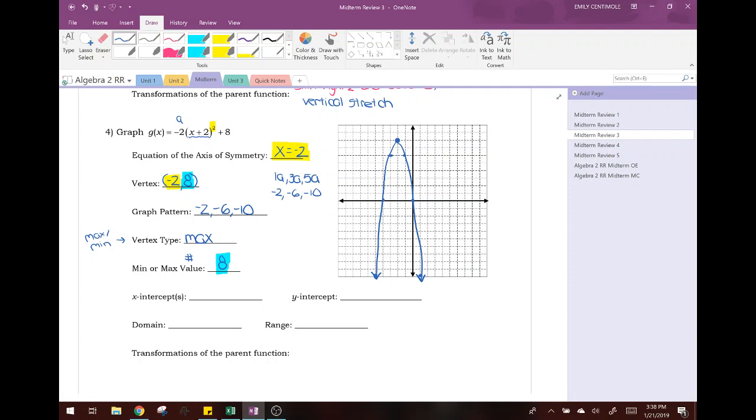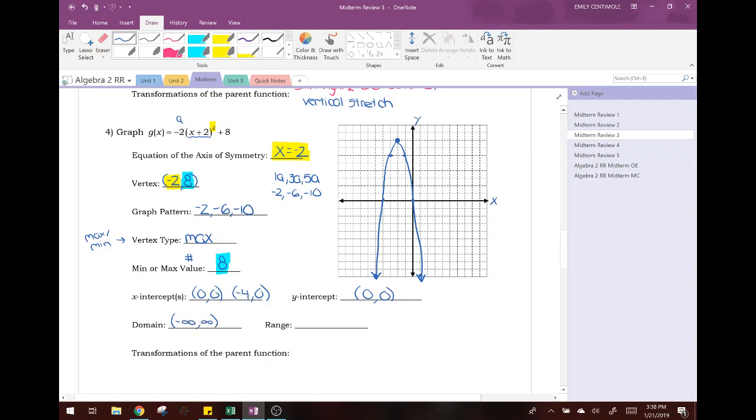The x-intercept, when we look at the graph, I see 0, 0. I see negative 4, 0. Y-intercept, 0, 0. Again, it's places where it's touching the x-axis and then the y-axis, respectively. Domain of every single parabola is going to be negative infinity to infinity.